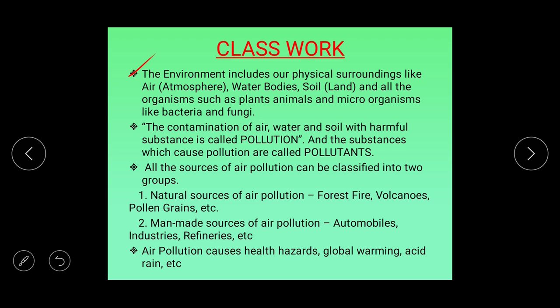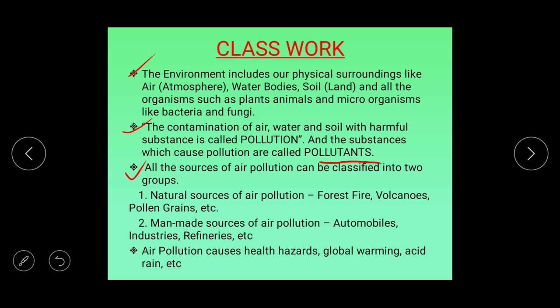The environment includes our physical surroundings like air, that is the atmosphere, water bodies, soil, and all the organisms such as plants, animals, and microorganisms like bacteria and fungi. Next point, that is very important: the contamination of air, water, and soil with harmful substances is called pollution. And the substances which cause pollution are called pollutants.